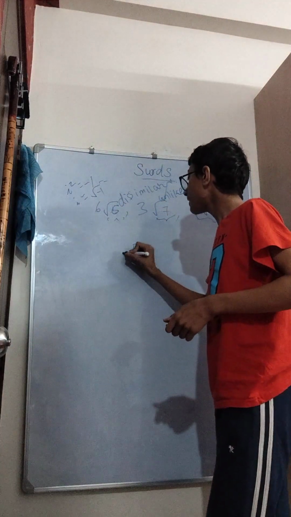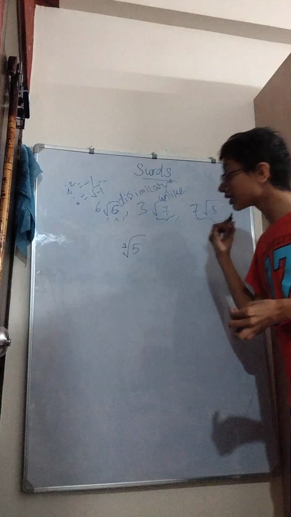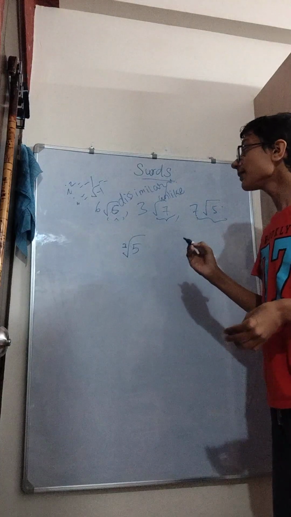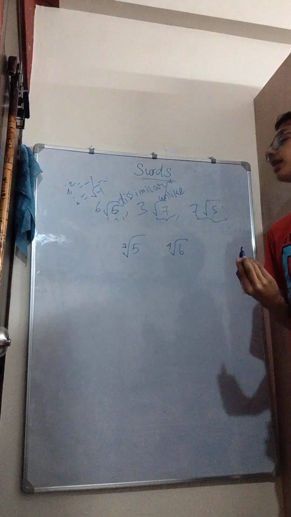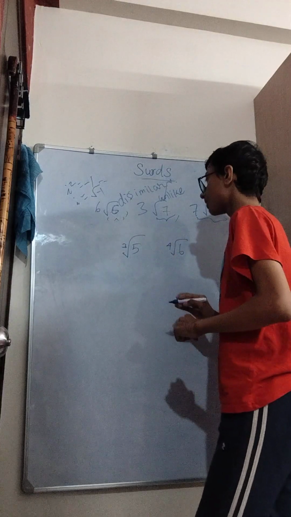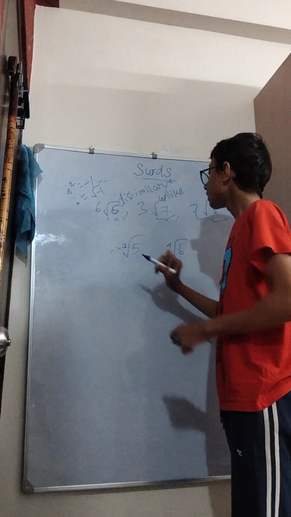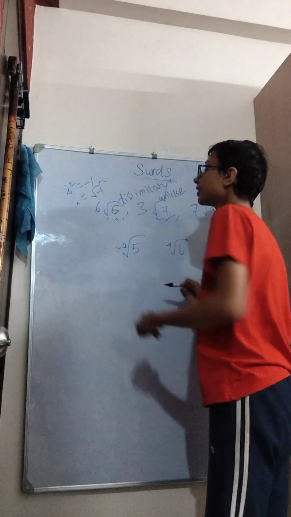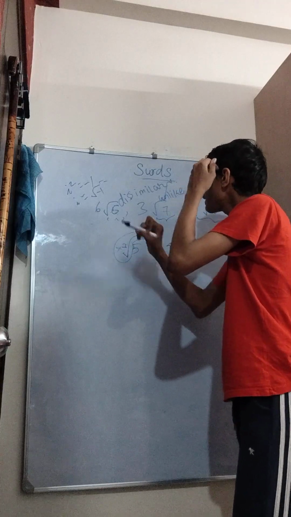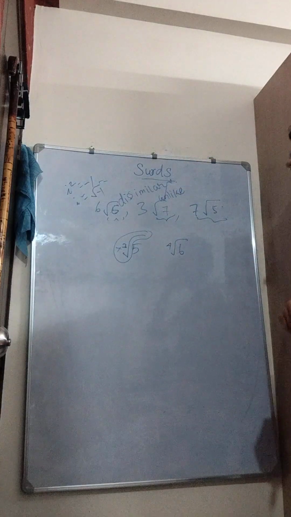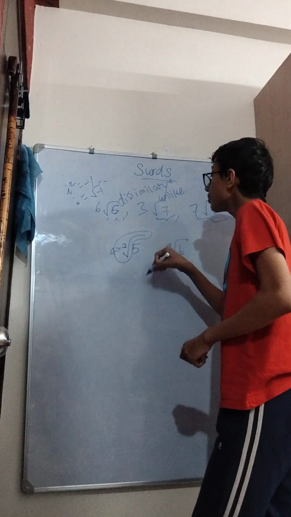Now I will take the 5th root of 3, the third root of 5 and the 4th root of 6. Which one is greater? So now take the LCM on both sides. What is the LCM of 3 and 4? The LCM of 3 and 4 is 12. So I want to make this radical sign a 12th root, so I have to multiply by 4 here, and then balance.